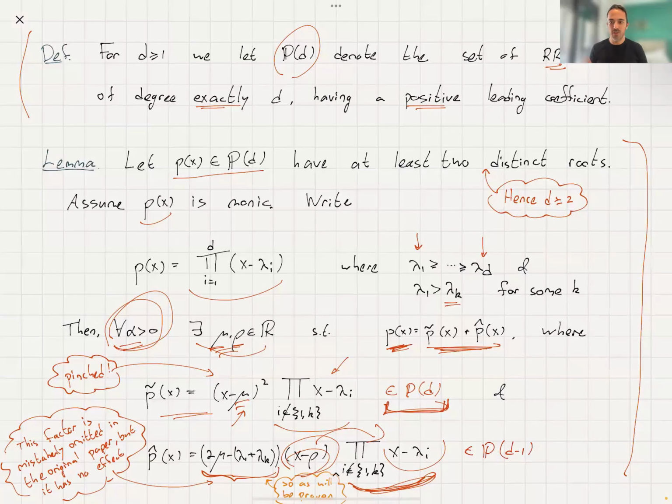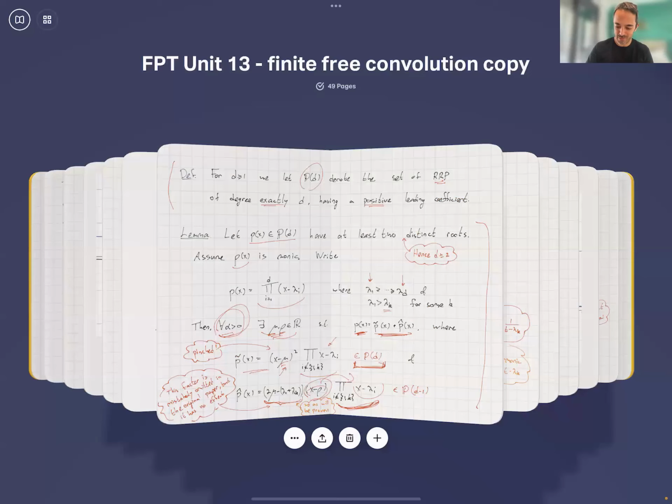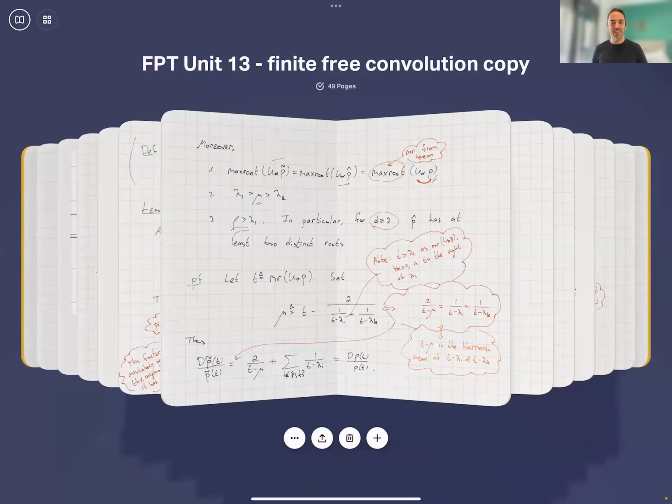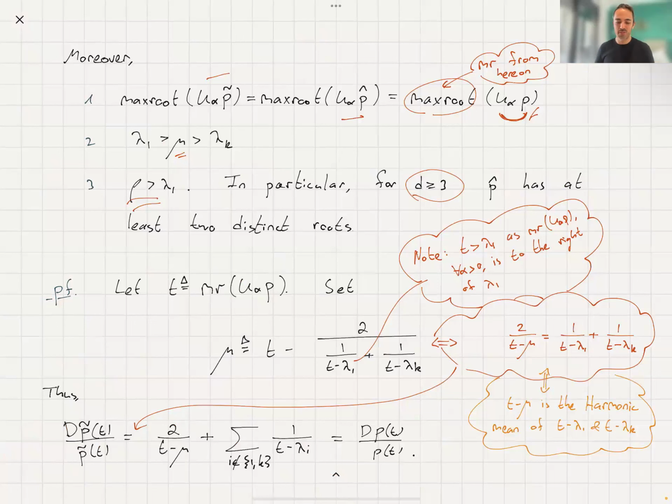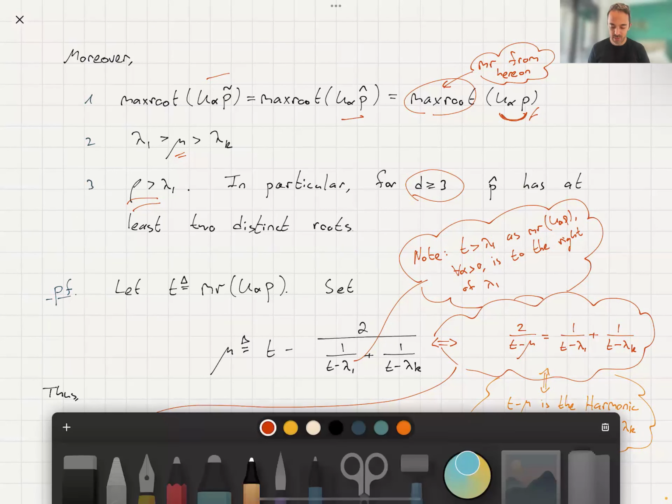Okay, so if you want to have a quick look at the lemma, here it is, with many red lines and remarks. You can be impressed by its length and by how many things we actually want to establish here. The proof actually is quite simple, nothing fancy.